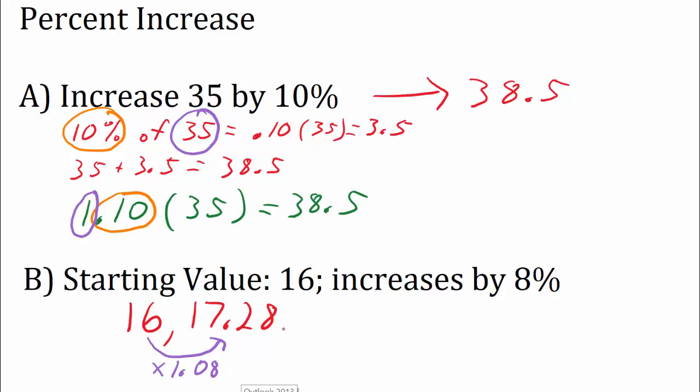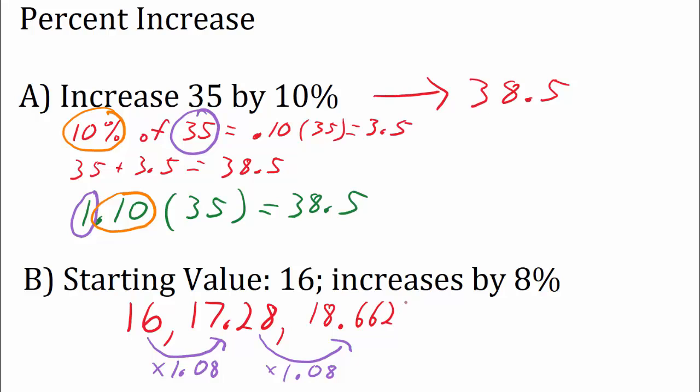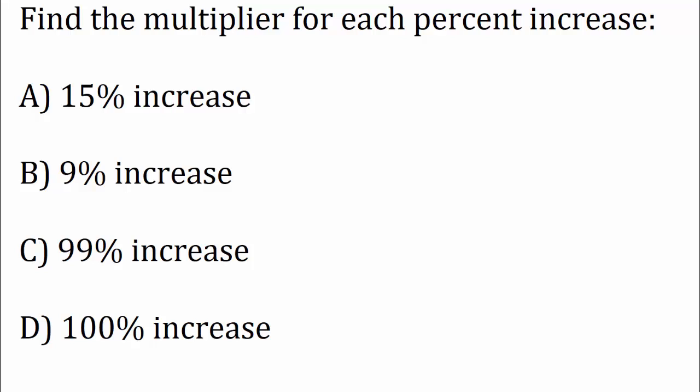Let's get one more term. We want to multiply by 1.08 again. So the first three terms in our sequence are 16, 17.28, and 18.6624. To find an increase of 8%, we multiply by 1.08. Take a moment to find the multiplier for each of these percent increases.